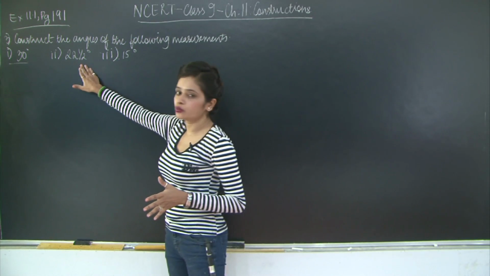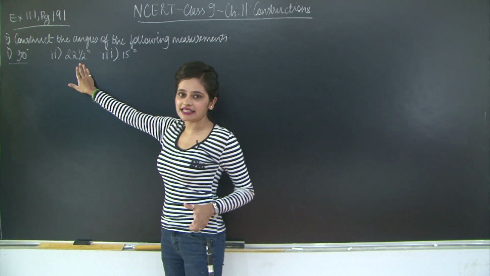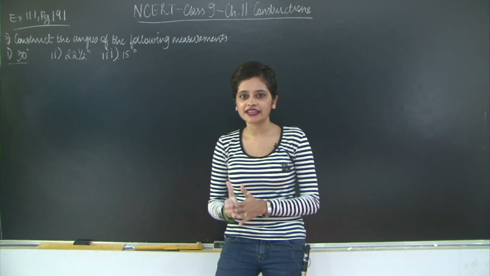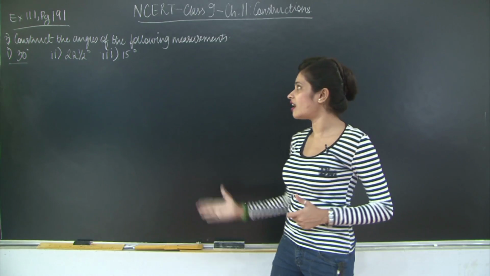For this one, you will need to go through question number 1, that is constructing an angle of 90 degrees, because using 90 degrees we are going to bisect it to get 45 degrees, and then we are going to further bisect 45 degrees to get 22.5 degrees.